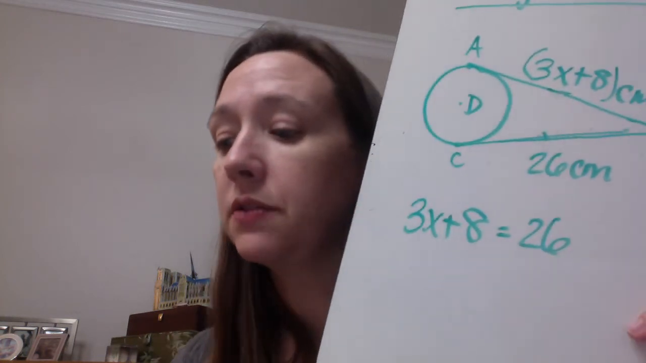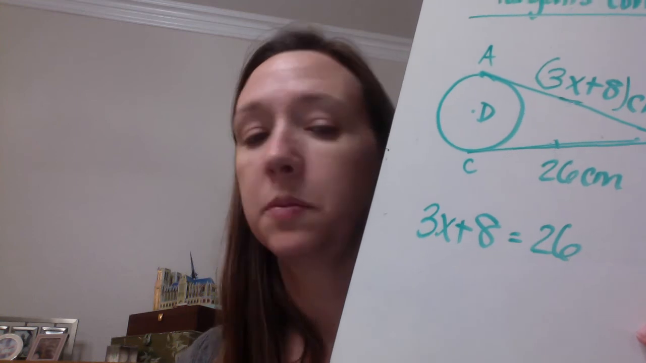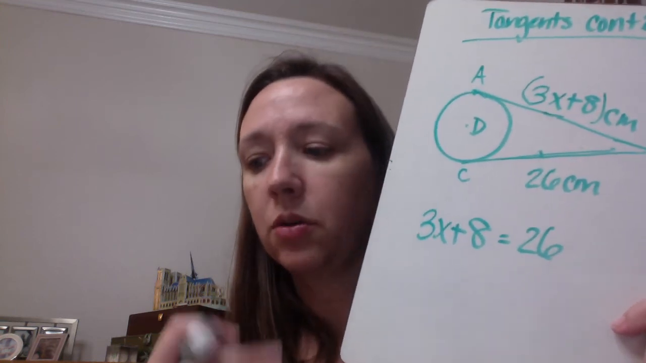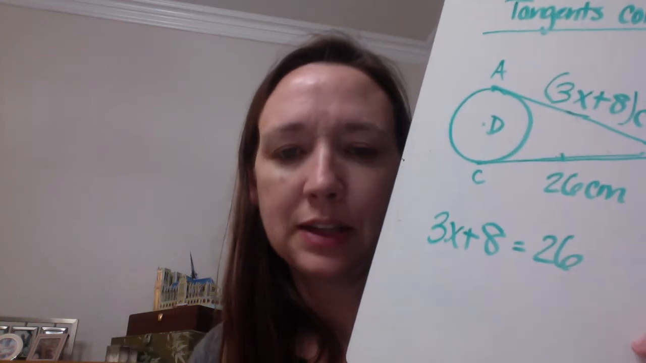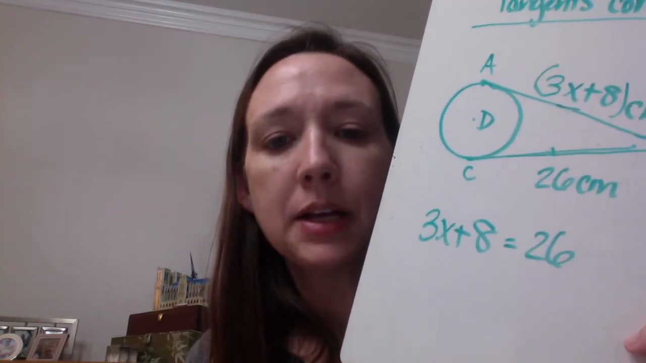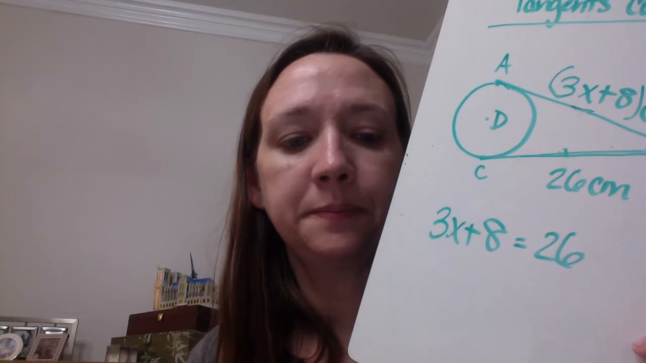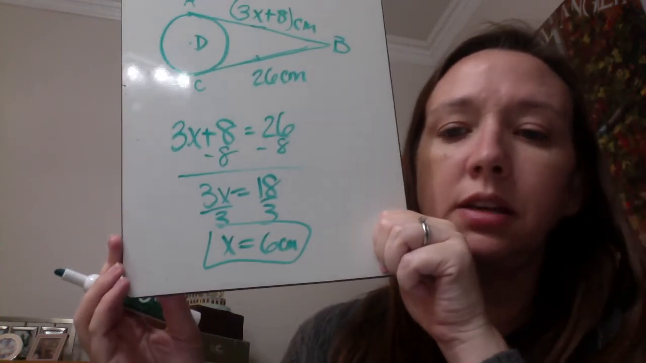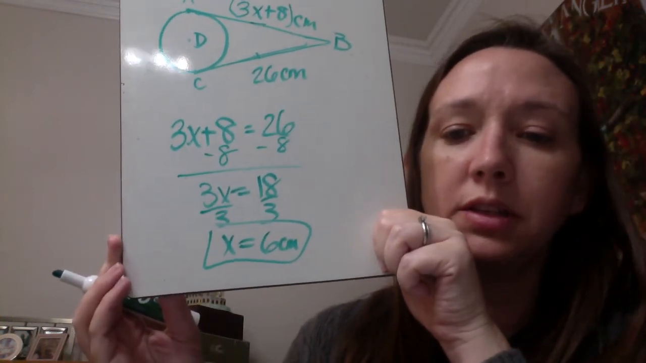In this one, it says find the value of x, assume the segments appear to be tangent. So we're just going to find out what x is, and we already know the other side's 26, so we wouldn't solve for that side. Okay, pause, do your work, then unpause to see the answer. Okay, you ready to compare? Let's see. Subtract 8 from both sides, 3x equals 18. Divide by 3 on both sides, x equals 6.